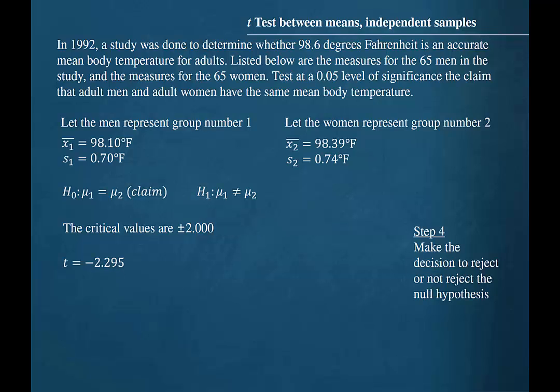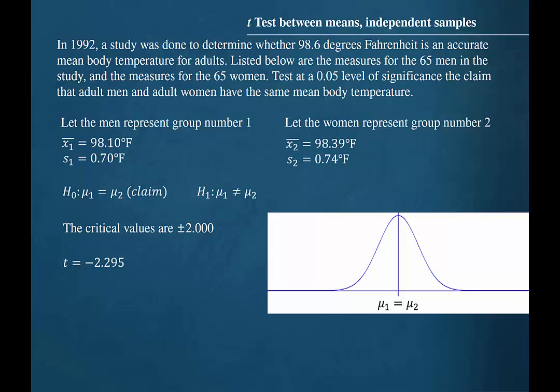Step 4 is to make the decision to reject or not reject the null hypothesis. It is always a good idea to visualize the orientation of the critical values and the test value by placing them on a graph of the hypothesized distribution. We have a normally shaped sampling distribution, and we are assuming that the population means are equal. If the test value lands between the critical values in a two-tailed test, we do not reject the null hypothesis.